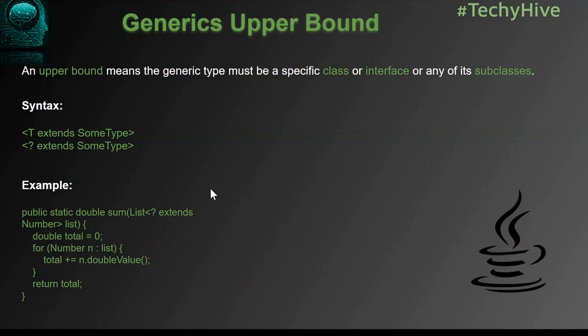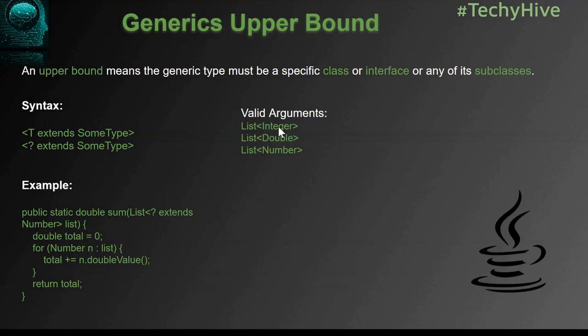We have created a simple method sum, and we are passing a list of numbers to the method. Here we have specified an upper bound. It says anything that extends Number. So anything that extends Number can be passed to this method to create the sum. And here are the valid arguments.